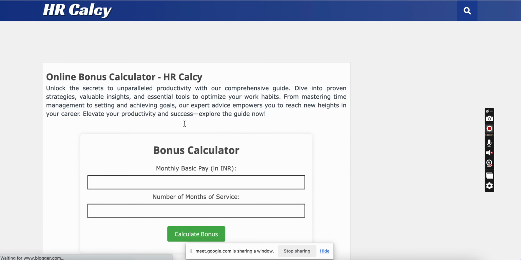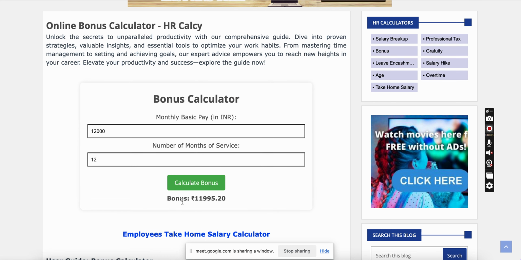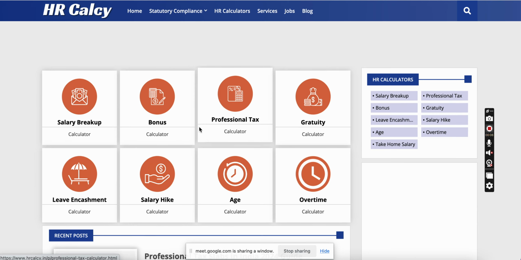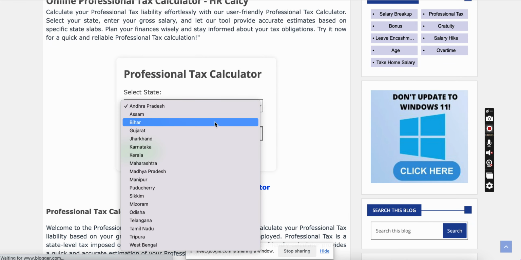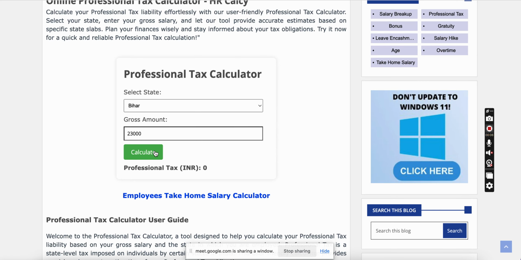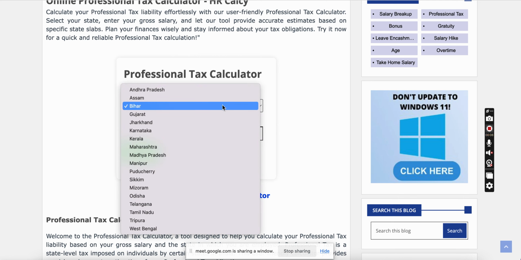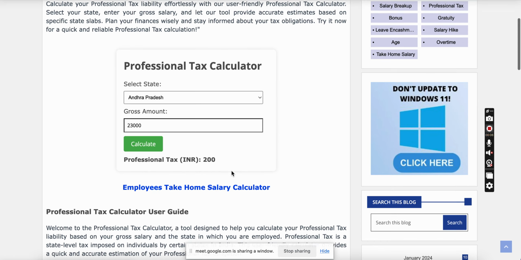As I told you, employee, suppose somebody's basic salary is 12,000 and they have completed 12 months, so they can calculate their bonus. If they want to see what will be their professional tax, they can select, like, Bihar, suppose, and gross salary is 23,000, then there is no PT. But if you calculate the same for Andhra Pradesh, see, 200 rupees professional tax.